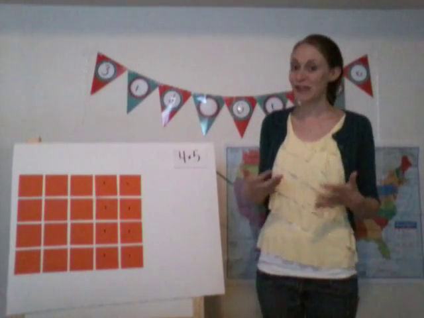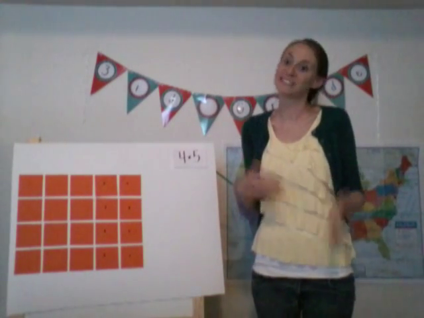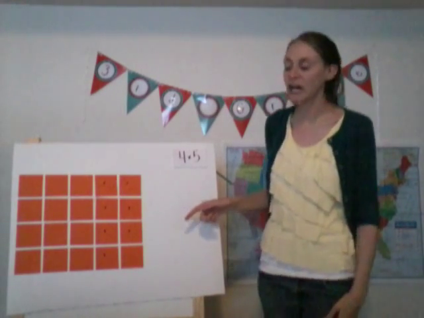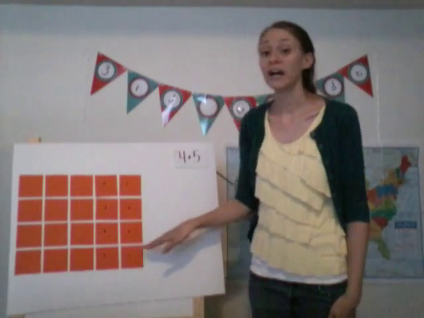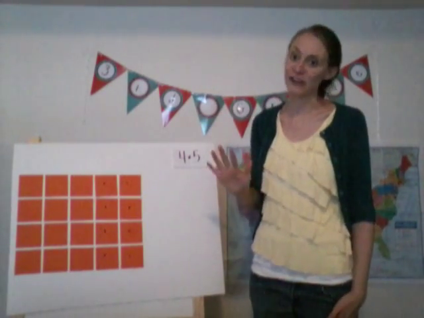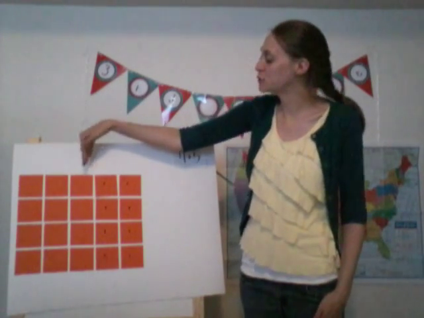So, as you may recall, we have been looking at area and square units the past couple weeks, so that's what we're going to look at today. I have an array here, and I have 4 rows in my array. 1, 2, 3, 4. I also have 5 columns. 1, 2, 3, 4, 5.